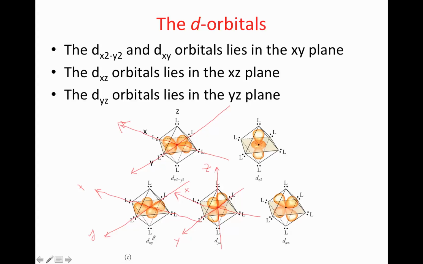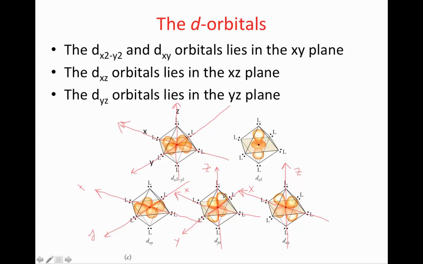And in fact, what we see is the dxy orbital lies in the xy plane. That's what we saw here. The dyz orbital is lying in the yz plane, and the dxz orbital is lying in the xz plane. So if I again drew the x-axis here, and I drew the z-axis here, then so x and z, the dxz orbital is lying in the xz plane. Again, it's important to see where these orbitals are relative to the axes.